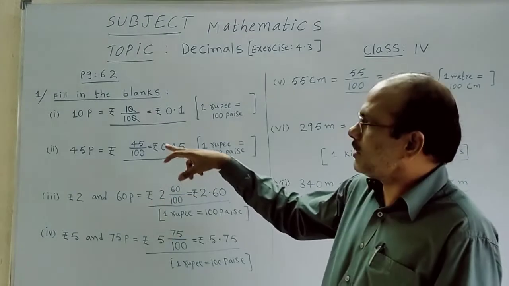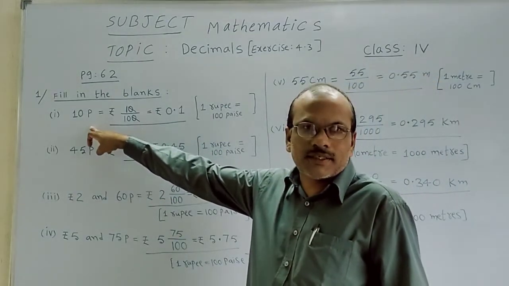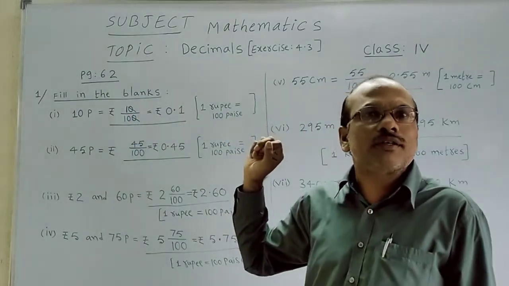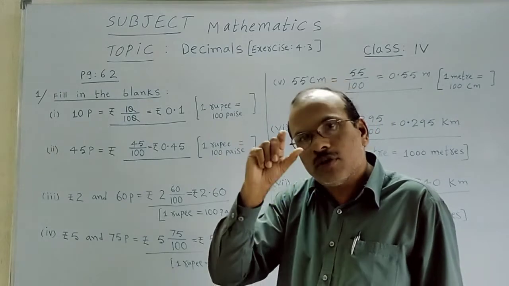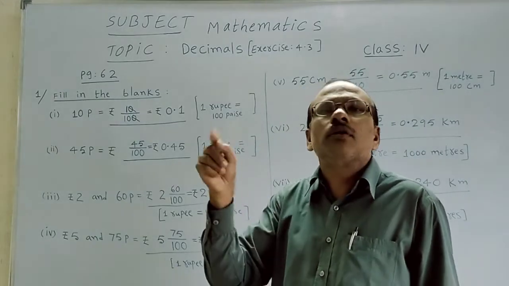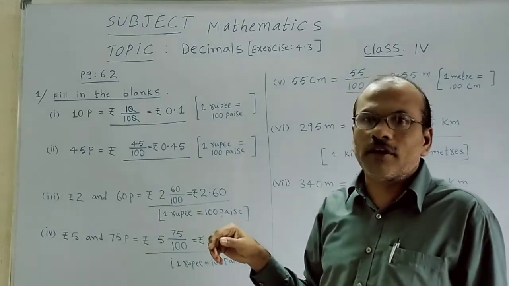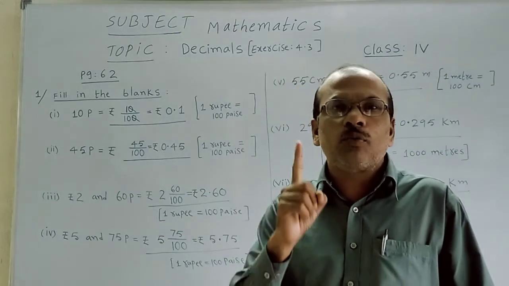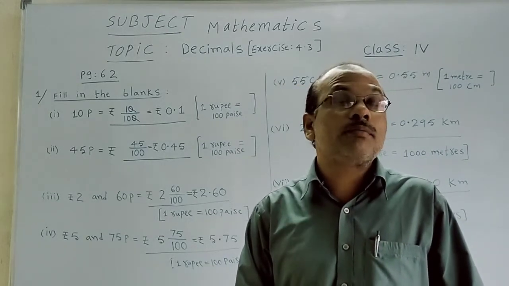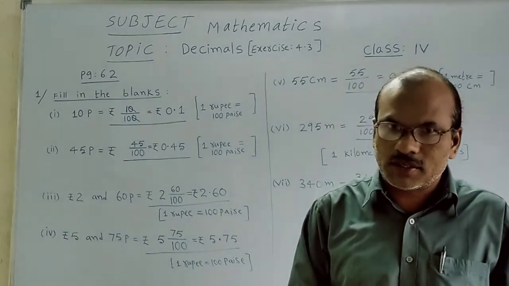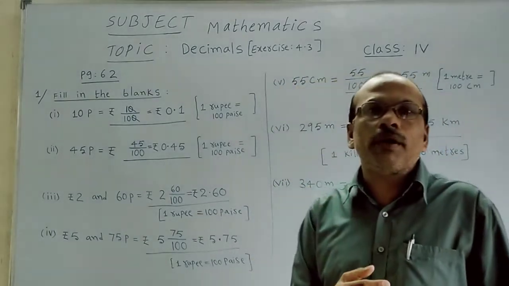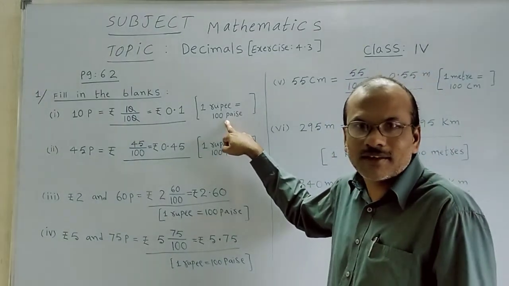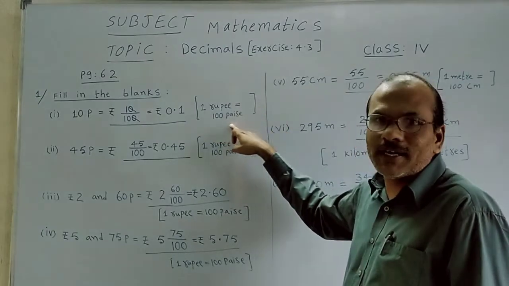Okay, now let us see. They have given 10 pies. 10 pies is equal to dash rupees is the question for us. How many rupees are there? Children, do you know how many pies make 1 rupee? Yes, 1 rupee has 100 pies. 1 rupee is equal to 100 pies.